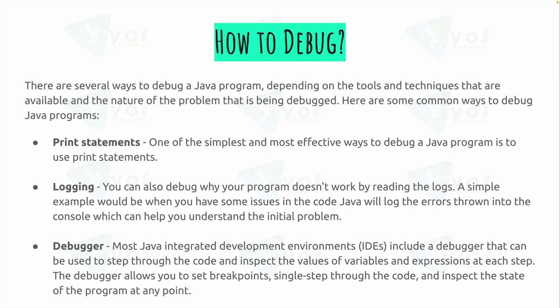Another point is going to be logging. You can also debug why your program doesn't work by reading the logs. A simple example would be when you have some issues in the code, Java will log the errors thrown into the console, right? So you'll have some errors thrown with a red color, and you can simply look at those errors and understand what is the source of your problem.